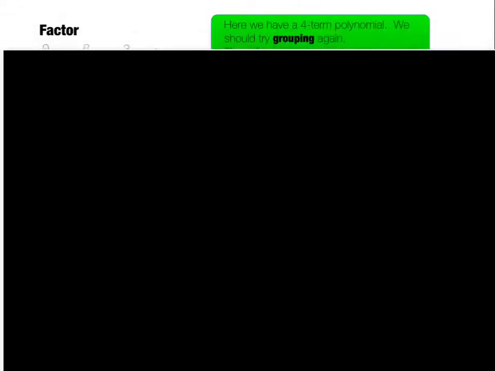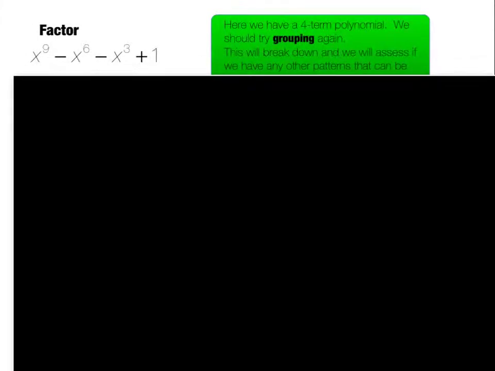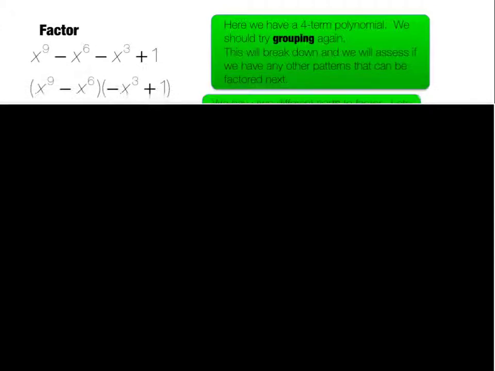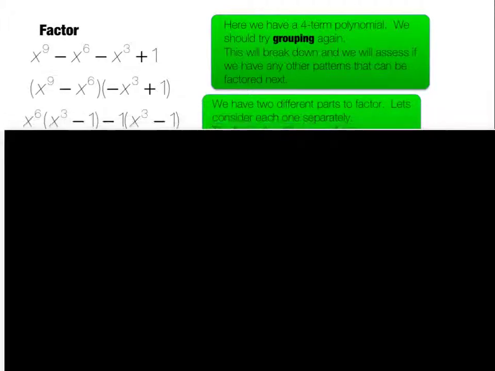Here's our last example. This one actually is probably the longer of the examples that we're going to look at today. Here again we have 4 terms, and so grouping is going to be our first choice to at least begin to look at this one. And we're going to group our values just like we did last time. We're going to try to see if we can factor out something, and then once we get that done, we'll see if we have any difference of cubes or difference of squares or sum of cubes, and see if we need to finish up using those other techniques.